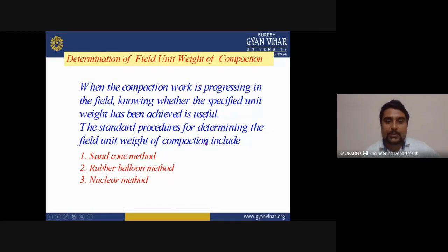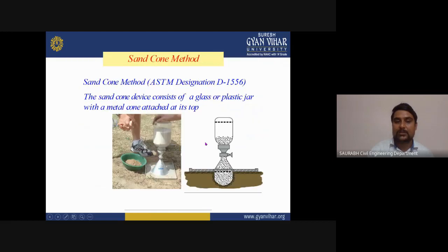Now, when compaction work is in progress, knowing whether the specified unit weight has been achieved is useful. The standard procedures for determining the field unit weight of compaction include the sand cone method, rubber balloon method, and nuclear method. These are the methods of determination of field unit weight of compaction.